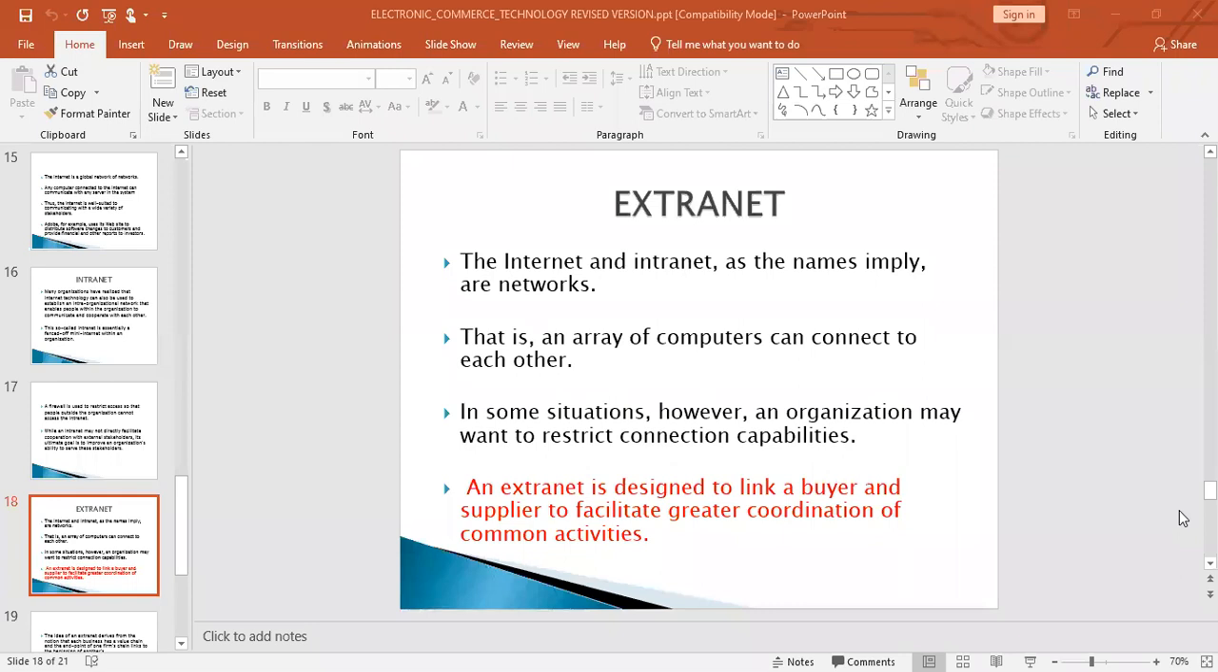So I was saying that the extranet allows communication between the organization and some defined group of people who are outside the organization. This time it is unlike the internet, where we can have communication between the organization and everybody outside the organization, or the intranet, where we can have communication within the organization. It is rather communication between the organization and some defined group of people outside the organization. And the defined group of people can be customers, companies, institutions, or suppliers.